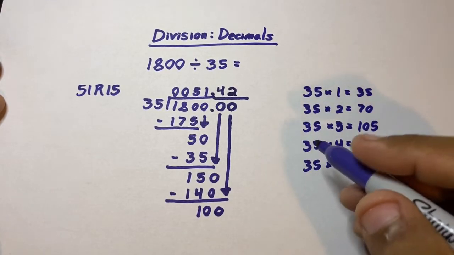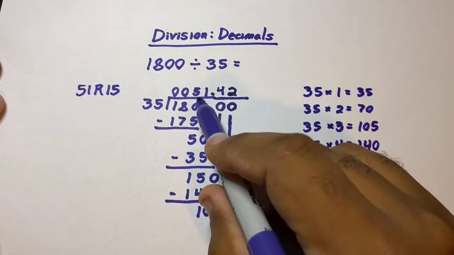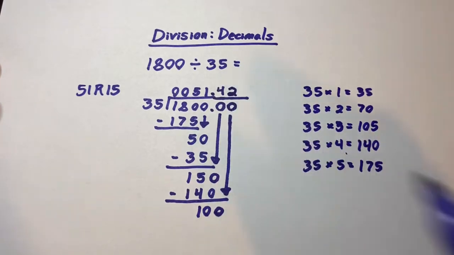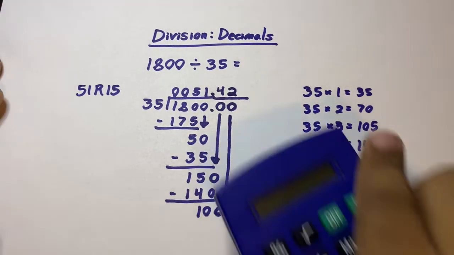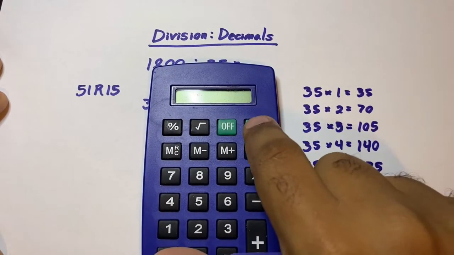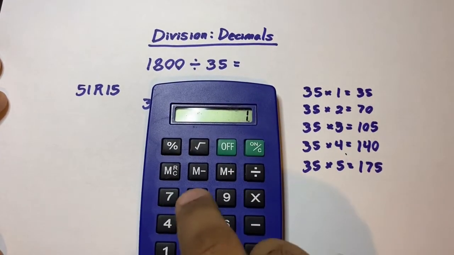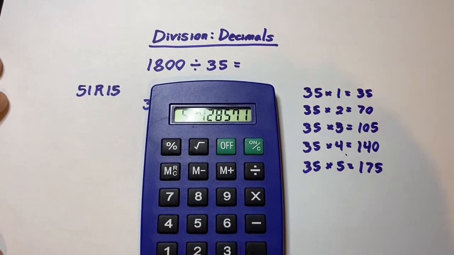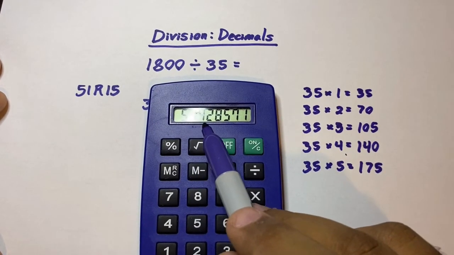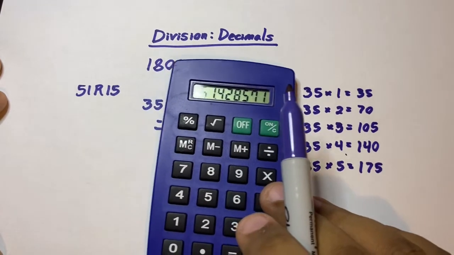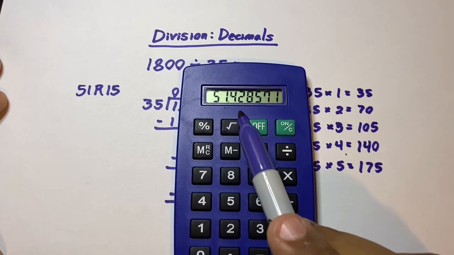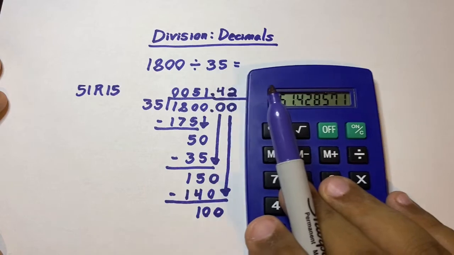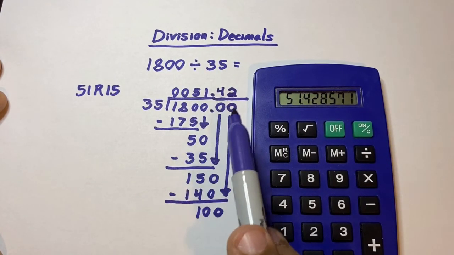So our answer is 51.42. And if you don't believe me, I'll pull out the calculator and y'all can check it out yourself. Here's the calculator. We're gonna do 1800 divided by 35, and it'll give us 51.42. I don't know if y'all can see, there it is. So 51.42, and look at my answer, 51.42.